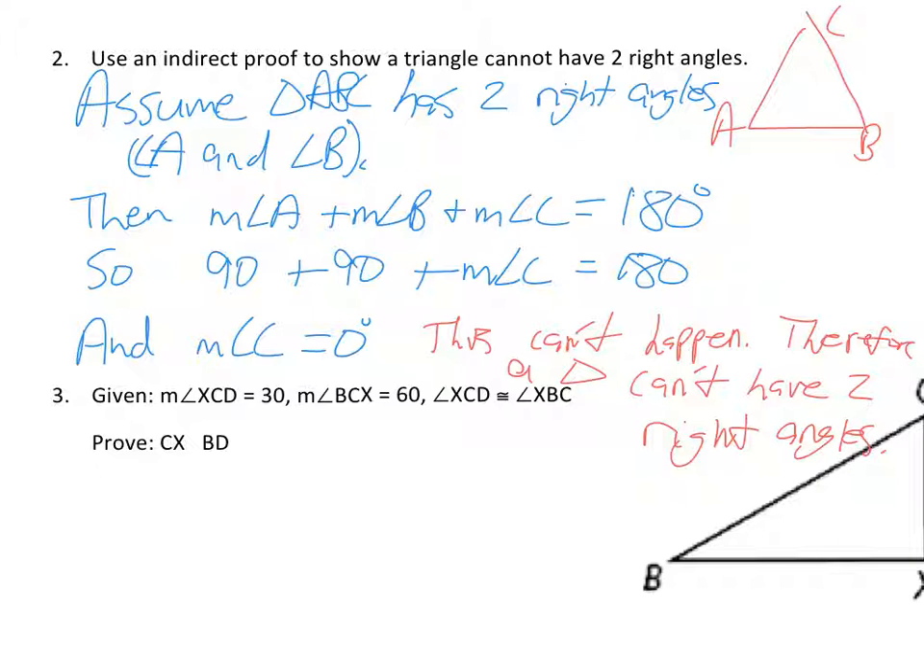Again, we assumed that it could. We saw that that was an issue. So the opposite has to be true. It can't have two right angles. So again, just a couple quick examples here of how we might format some sort of an indirect proof.